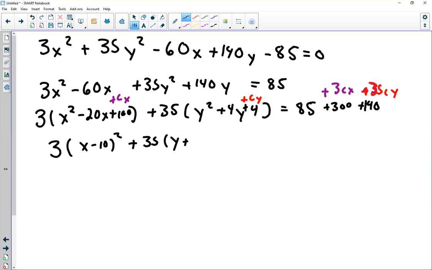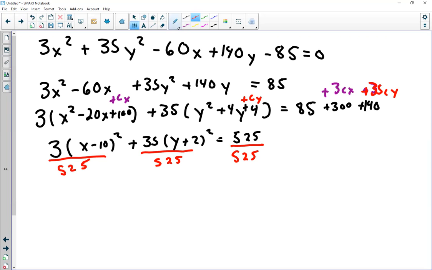Now remember, the right side should be a 1, so you divide everything by 525 here. So that one's 175. Oh, 15. Never mind. Okay, what is this? 175. Oh, yes. X minus 10 squared over 175, plus Y plus 2 squared over 15.